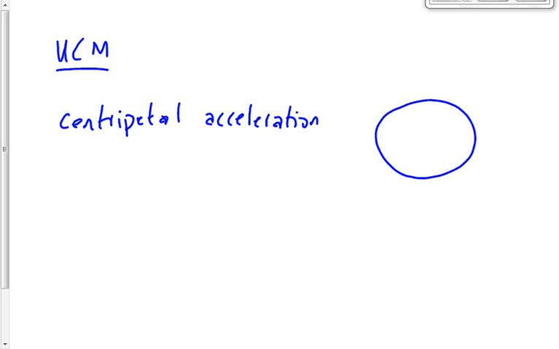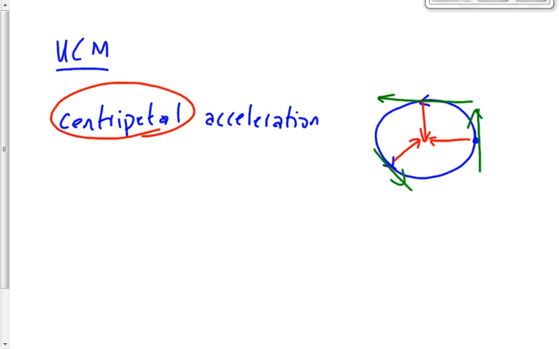So if this is our object moving around in a circle like this, at this point, moving counterclockwise, its velocity would be like this. At this point, its velocity would be like this. Its velocity is always what we call a tangent to the circle. But its acceleration at each of those 3 points would be toward the center of the circle. Because acceleration, centripetal acceleration, that is, center-seeking acceleration, always points toward the center of the circle. So the green marker there is going to be my velocity at a given point. The red marker is going to be my acceleration at a given point toward the center of the circle.